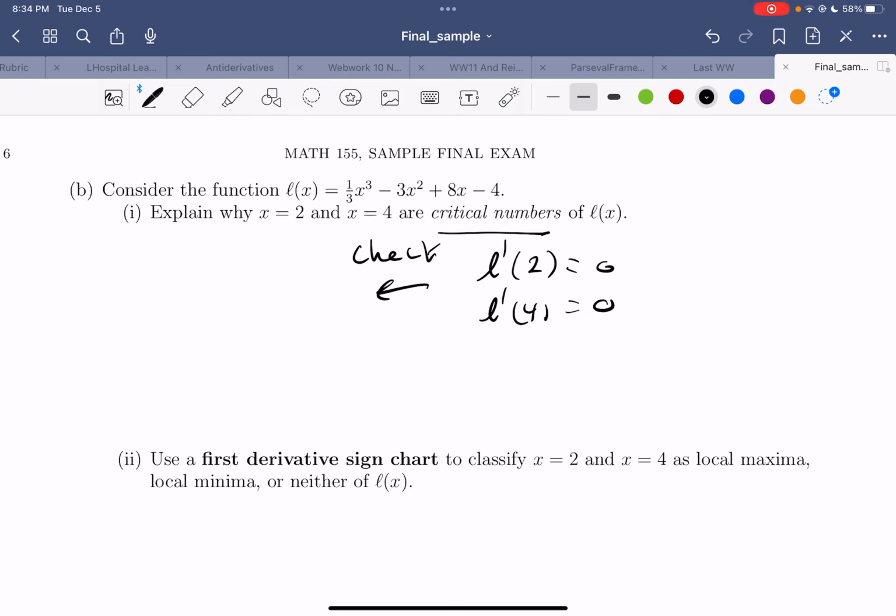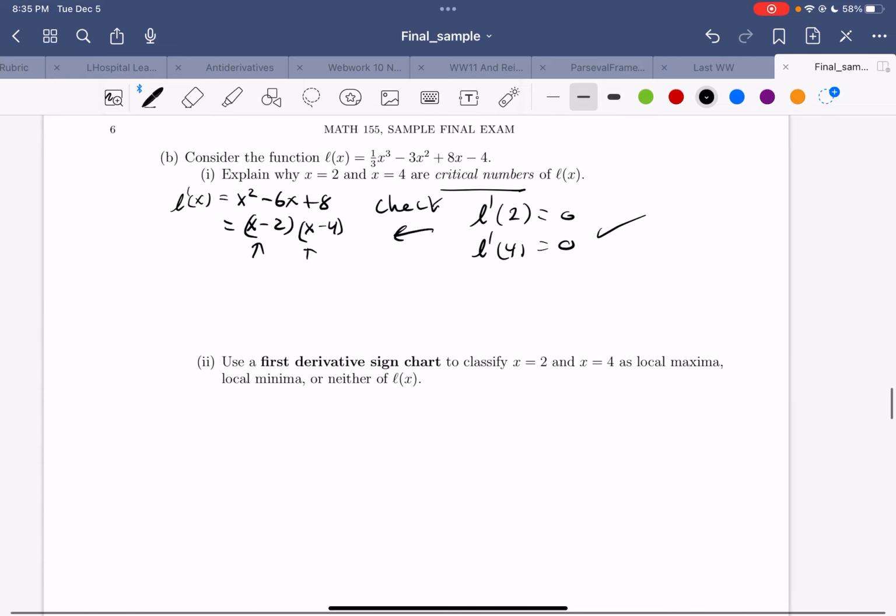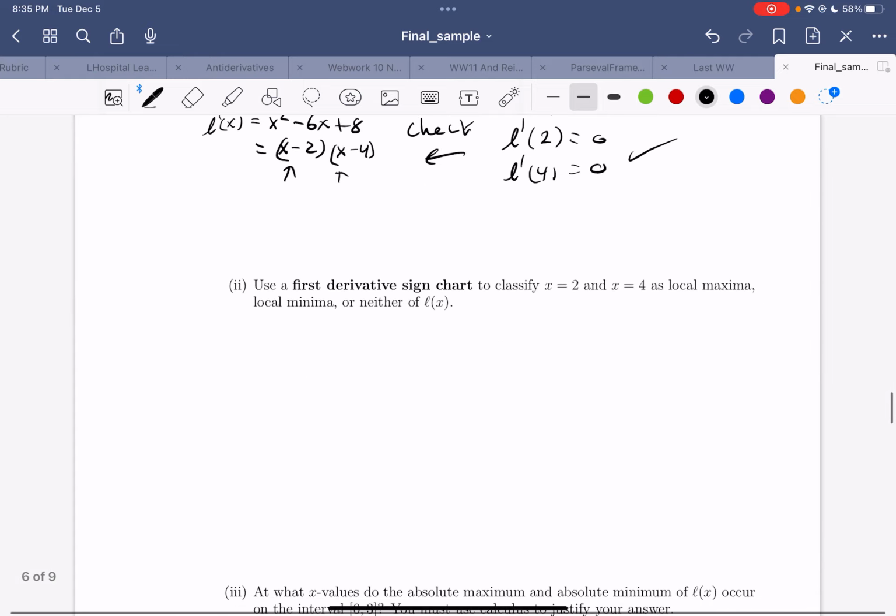So we should take a derivative. L prime of x is equal to, and it looks like it's x squared minus 6x plus 8. And hey, by the way, what do you know? That factors as x minus 2, x minus 4. So, in fact, if you plug in 2 or if you plug in 4, you would get 0. So that's true. All right, use a first derivative sign chart to classify these things.